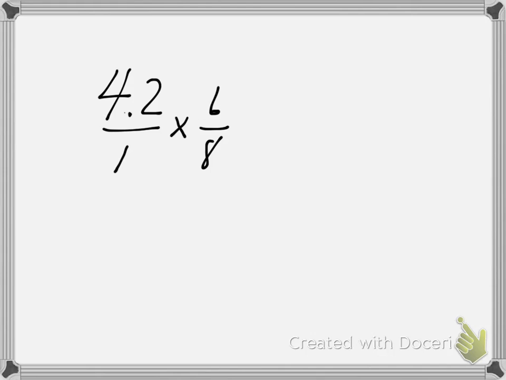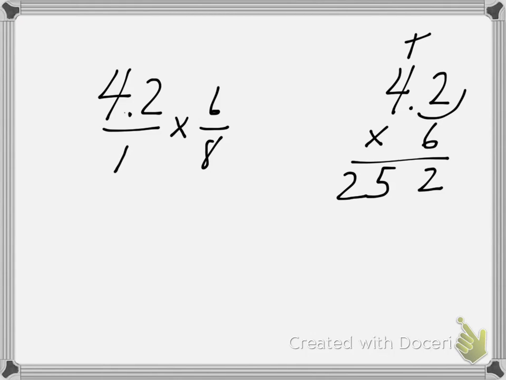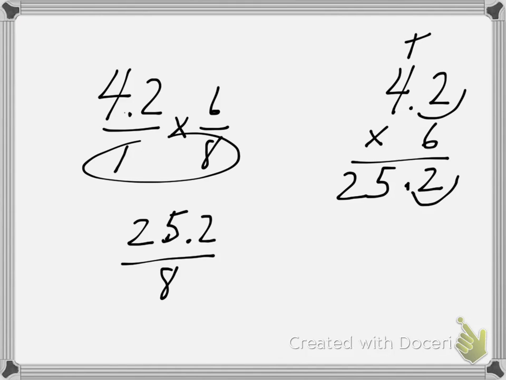So numerator times numerator, so 4.2 times 6. We multiply this just like 42 times 6. 6 times 2 is 12, carry a 1. 6 times 4 is 24, plus 1 is 25. And 1 decimal place, so 25 and 2 tenths over 1 times 8, which equals 8. So we get 25.2 over 8. And then we're going to go ahead and simplify that.